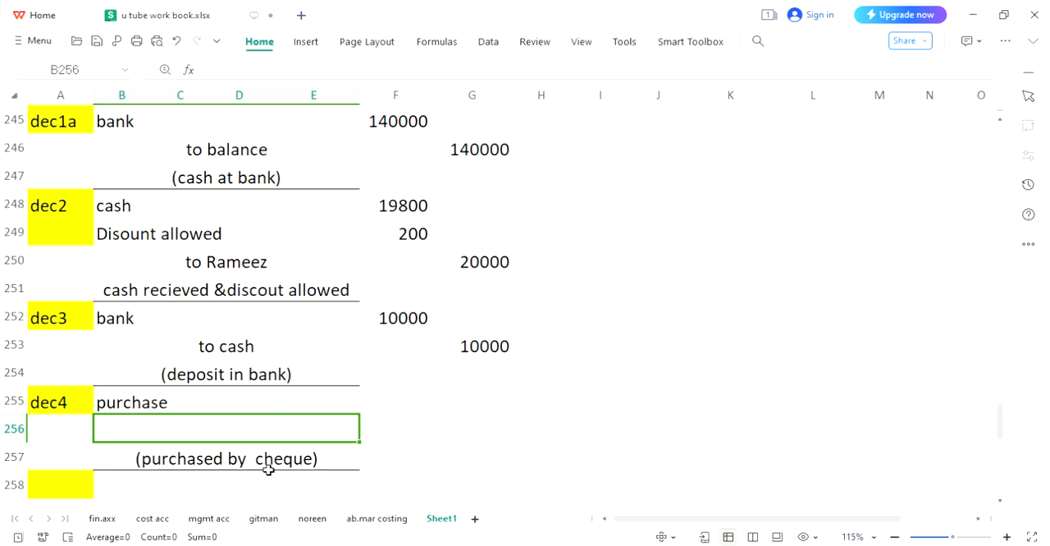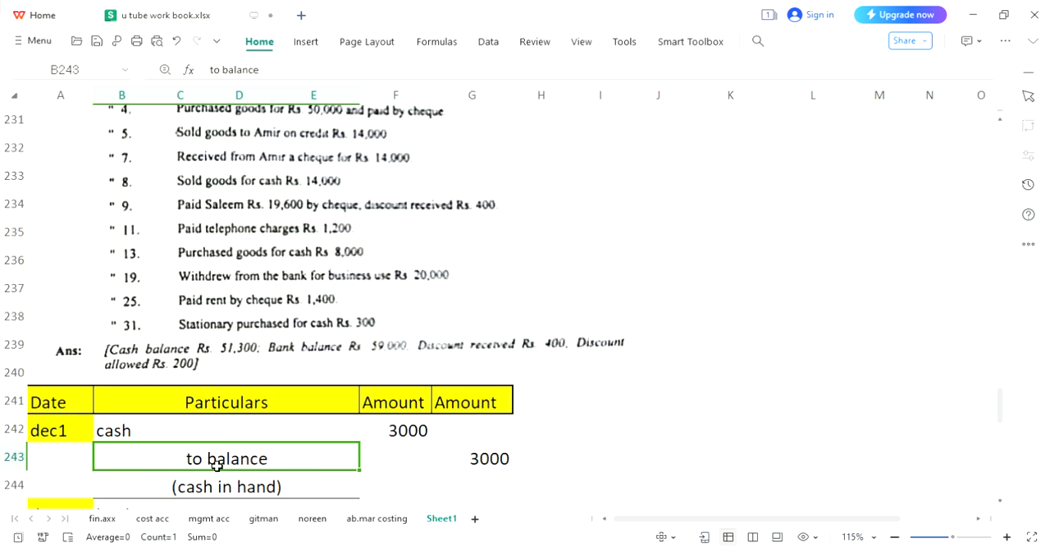Now goods are purchased by check. What will happen? The person from whom you have purchased these goods, you will give him a check. He will go to your bank account, will present this check and will withdraw amount from your bank account. With this, amount present in your bank account would be decreased. Decrease in bank means decrease in asset, which should be credited. So you will credit your bank account. Goods purchased by check, purchase to bank.